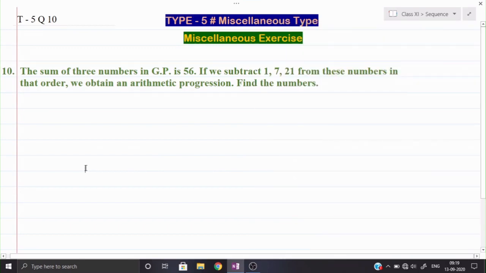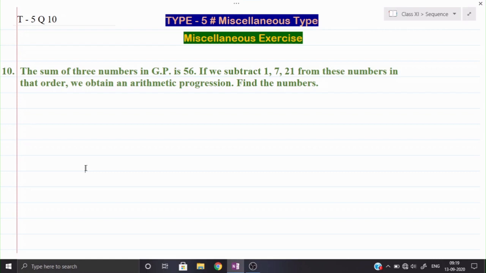In question number 10, we are given that the sum of three numbers in a GP is 56, and if we subtract 1, 7 and 21 from these numbers in that order, we obtain an arithmetic progression. We need to find the numbers. See, we are given three numbers in GP. Normally, any three numbers in GP, we suppose as A upon R, A and AR.